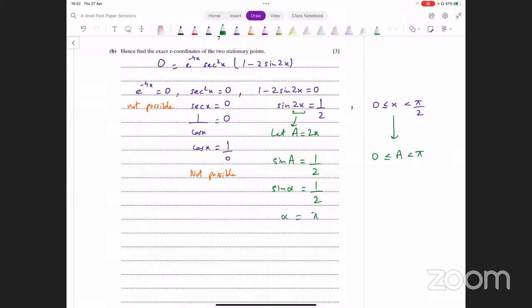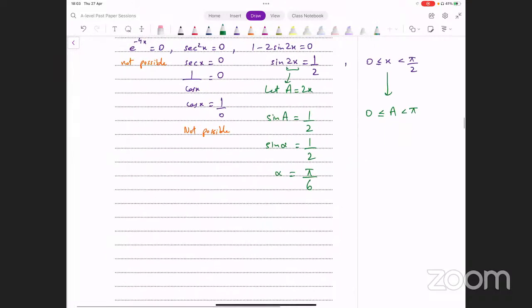Alpha turns out to be pi over 6 from this. Okay, now sine is positive, 1 over 2. Sine positive kahan par hota hai? Sine is positive in the first and the second quadrant. So you could either be here or here. These are the two possibilities.